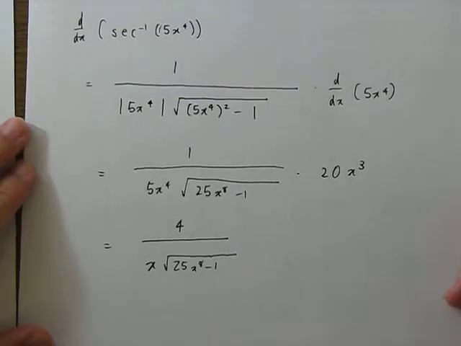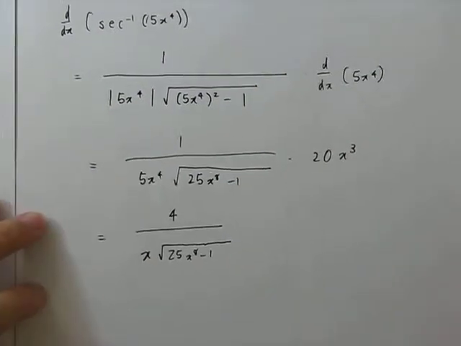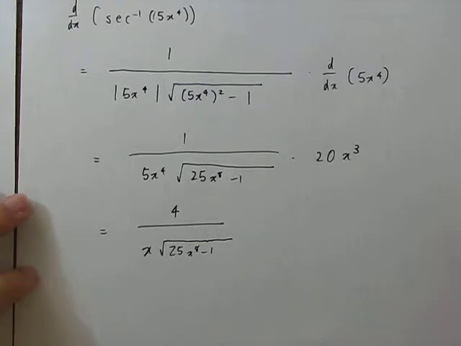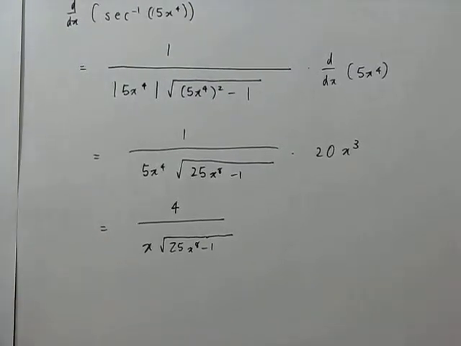Okay? And that's example number 3. It's asking you to solve a derivative with arcsecant and the chain rule.